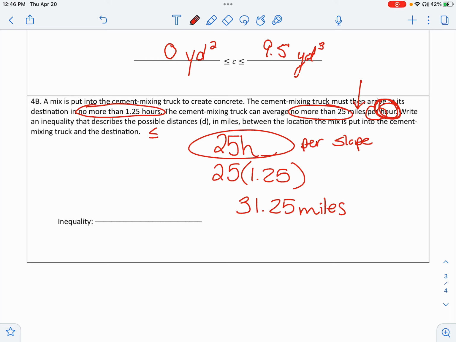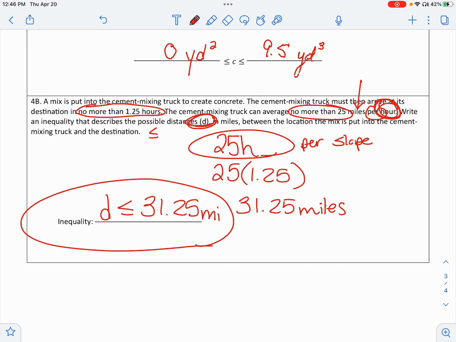So the inequality will say no more than. So my distance, I'll just use D for distance. Oh, because they wanted me to. Can be no more than 31.25 miles. And I'm pretty certain that's all there is to it.